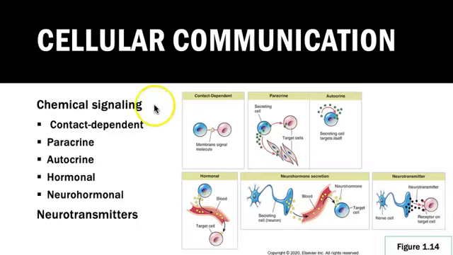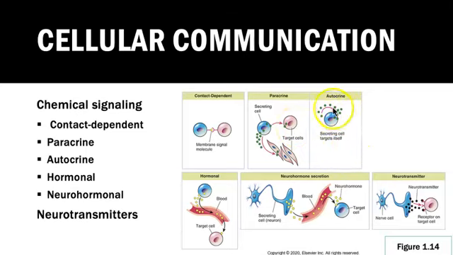So let's talk about these different types of chemical signaling. So we have our contact dependent signaling. This is where we have that membrane to membrane contact. Paracrine is what we saw in the previous slide. Basically, we have a cell here that is secreting a substance that travels to other cells. Typically, that's a different cell type than the original one, and gives off whatever chemical or hormone it is secreting.